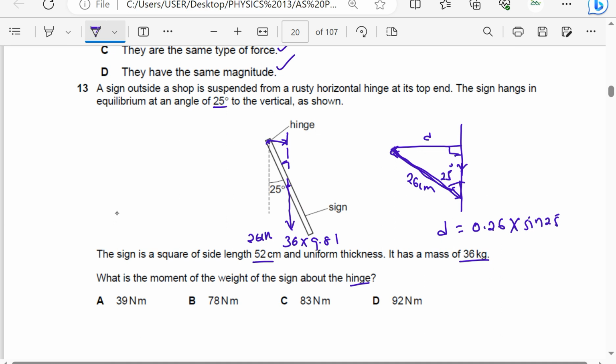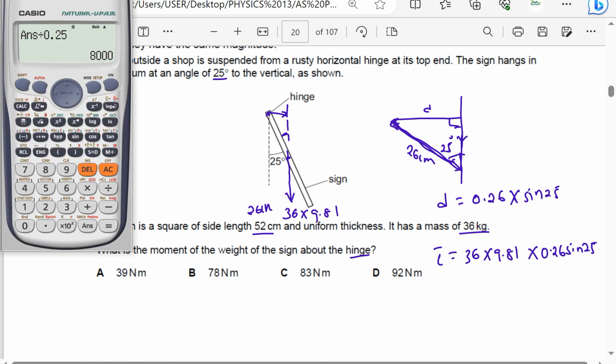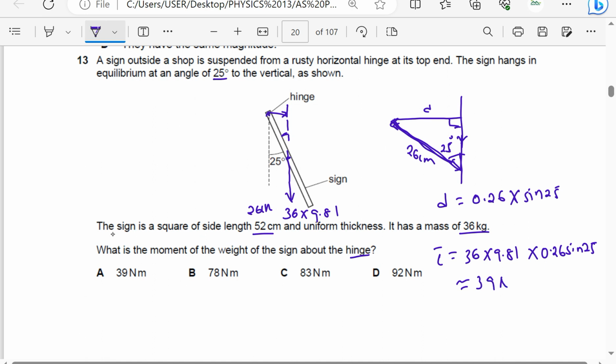That is D. So let's find the moment. So the moment is the torque, which is a product of the force, that is 36 times 9.81, times the perpendicular distance, which is 0.26 sine of 25. So I'll check with my calculator. 36 times 9.81 times 0.26 sine of 25. So that gives me 38.8, which is approximately 39 Newton meters. So the answer here is going to be A.